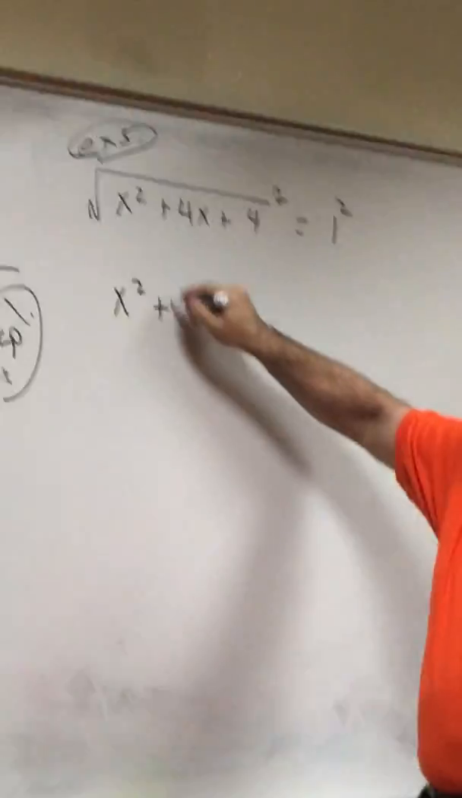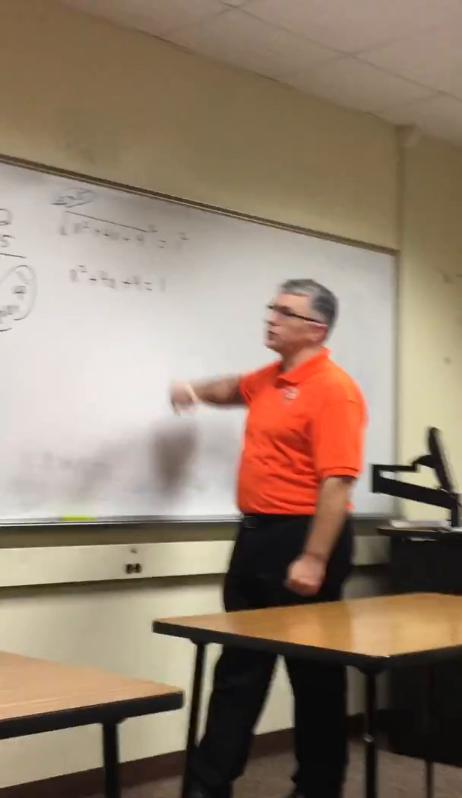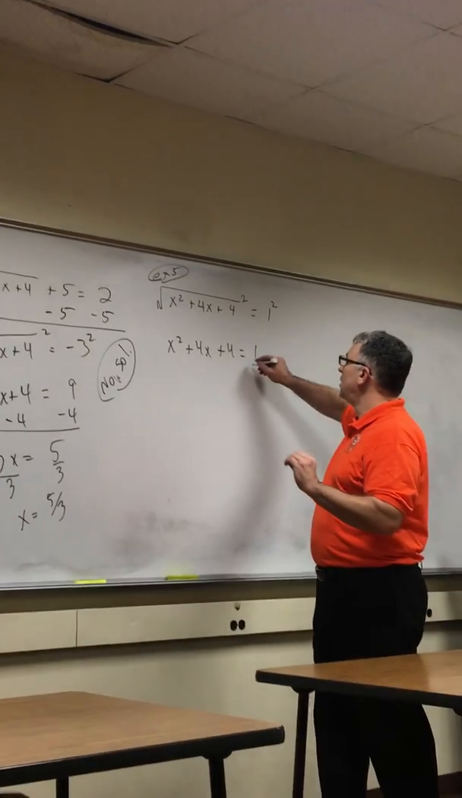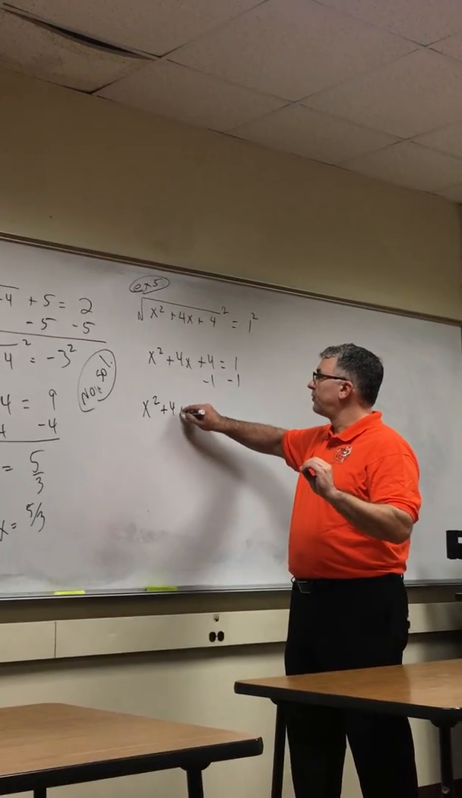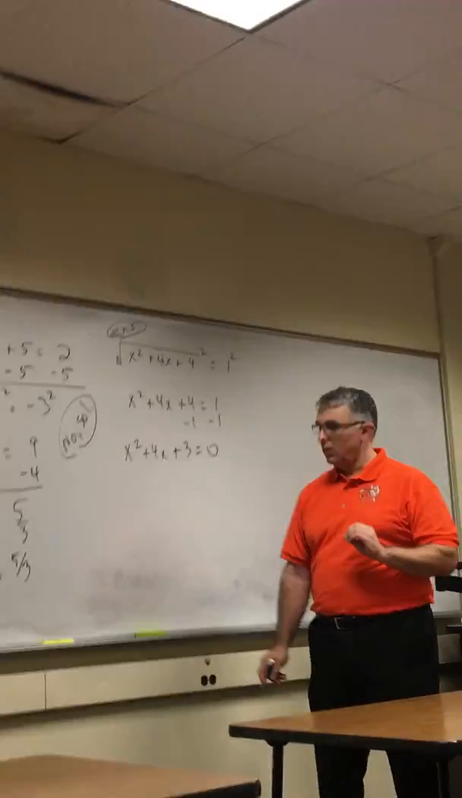Square both sides. X squared plus 4x plus 4. 1 squared is 1. With quadratics, what do quadratics need to equal? 0. Thank you. Minus 1 to both sides. X squared plus 4x plus 3 equals 0.